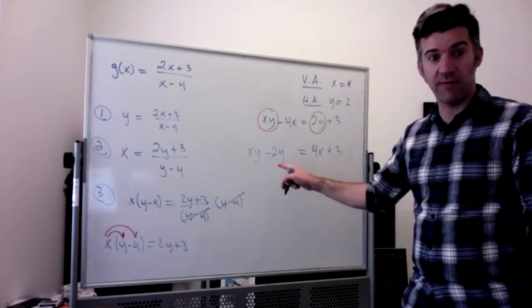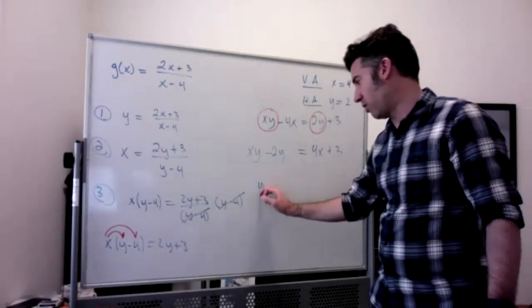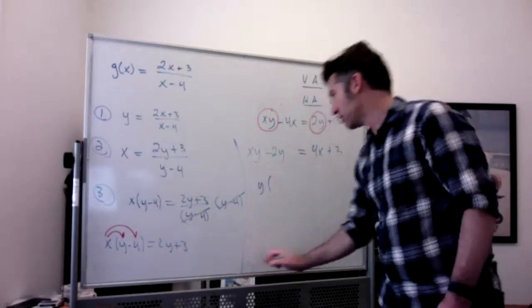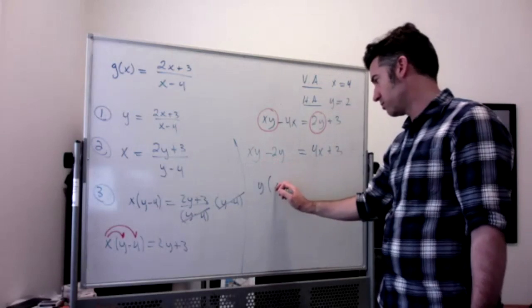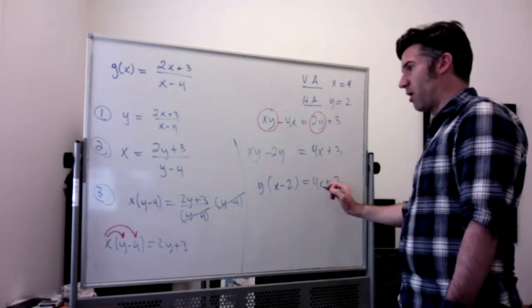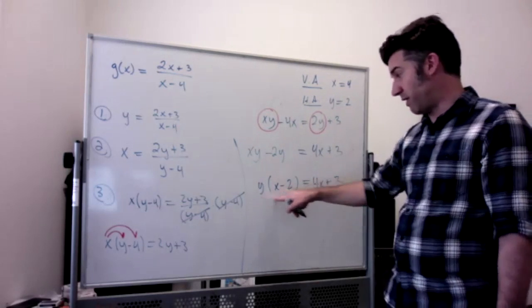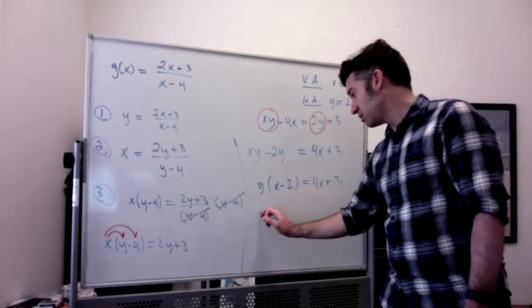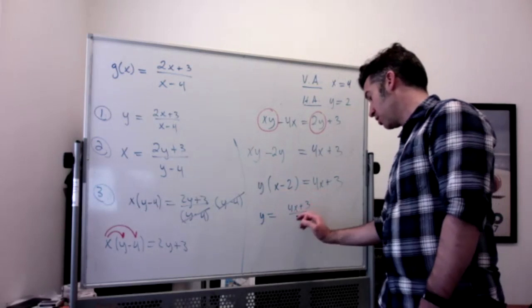Now I'm going to factor out a y. That's why I brought all the y's to one side, so I could factor out a y. And let's see, if I factor out a y, I'm left with an x minus 2. So I've got y times x minus 2 equals 4x plus 3. Now I'm going to divide by x minus 2 to get y equal to 4x plus 3 over x minus 2.